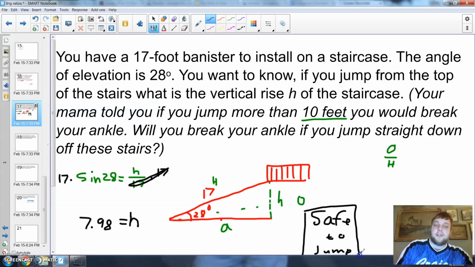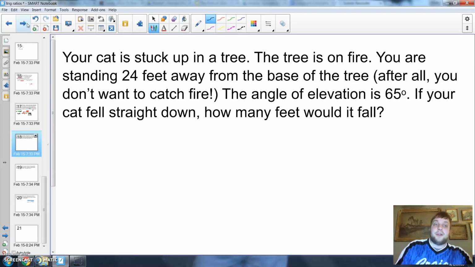Nice, right? This next one's especially good. You ready? You ready for this one? Your cat is stuck up a tree. The tree is on fire. You are standing 20 feet away from the base of the tree. After all, you don't want to catch the fire.